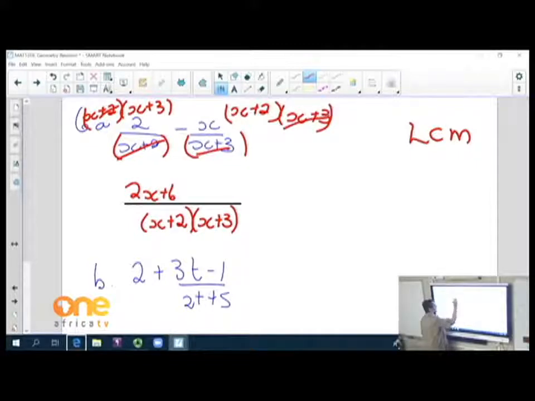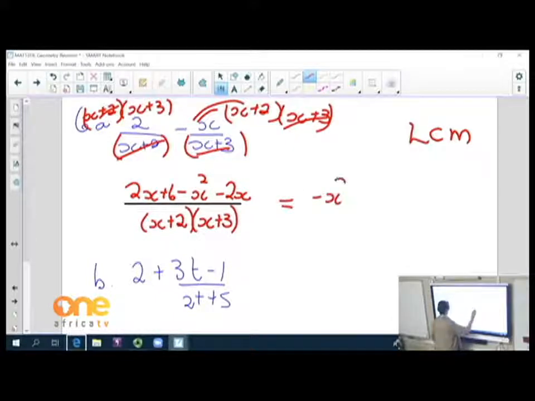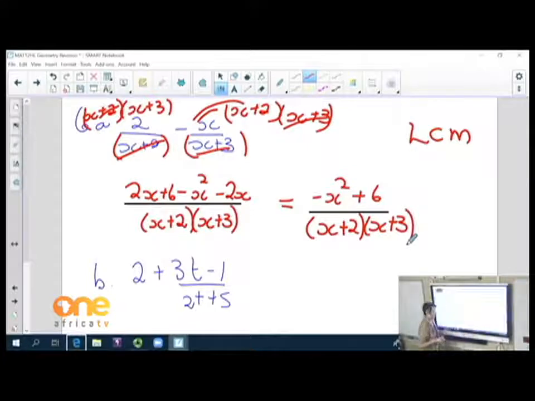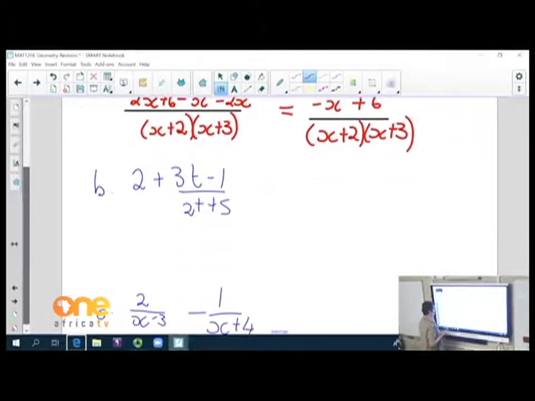This negative is for the whole one, so you'll need to multiply both of them with a negative x. That's why it's negative 2x here. Be careful because this is where we get the mistake. And the answer is then negative x squared. This 2 will cancel out, plus 6 over, and my LCM is still x plus 2, x plus 3. Don't throw the LCM away. You need to keep that LCM. Remember, this is a whole number.